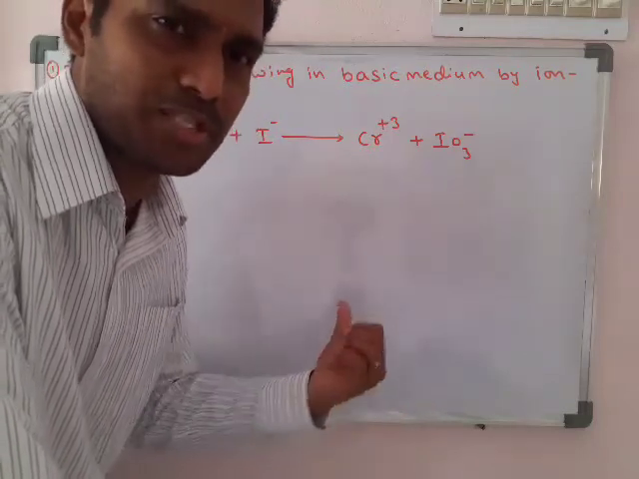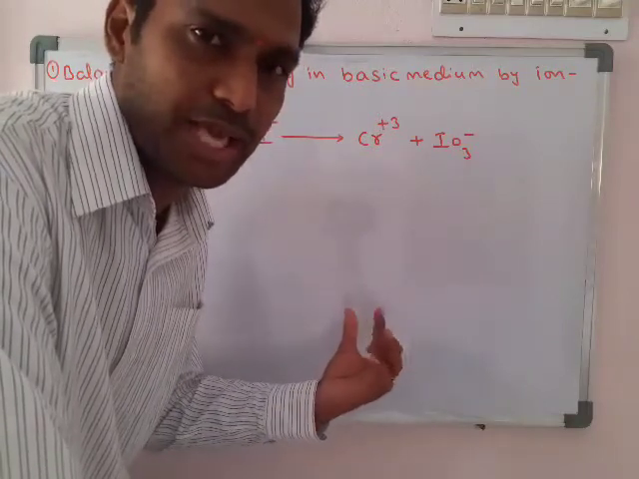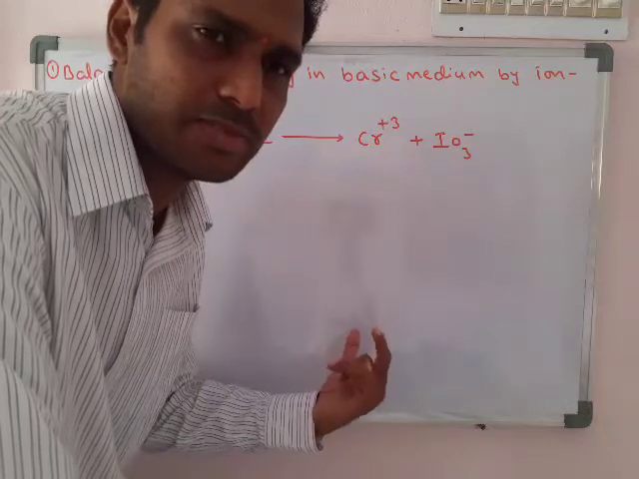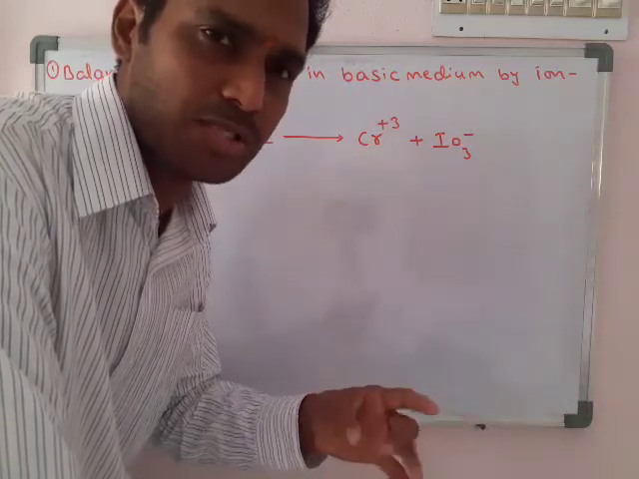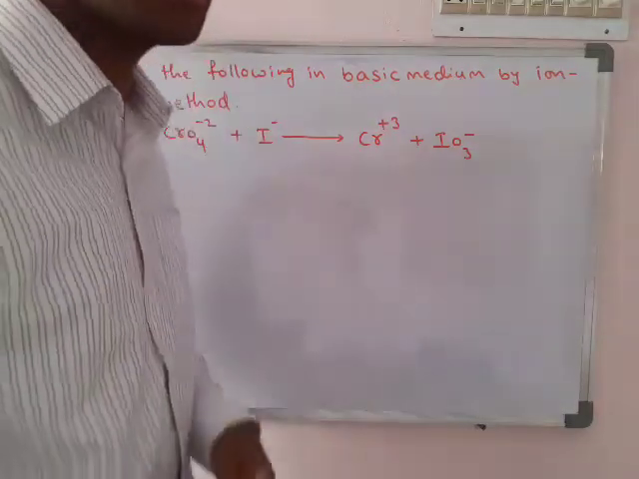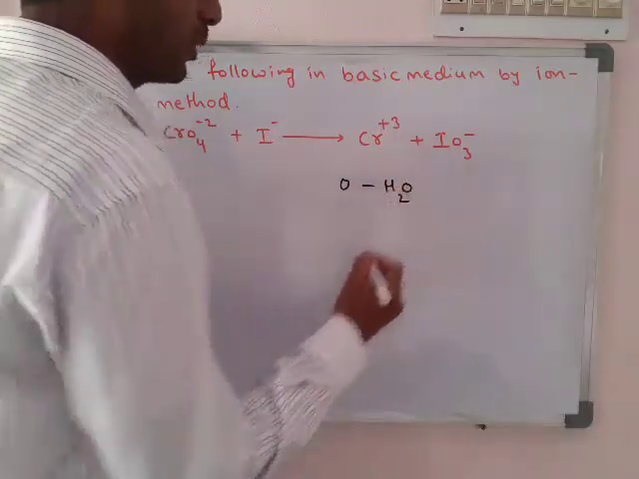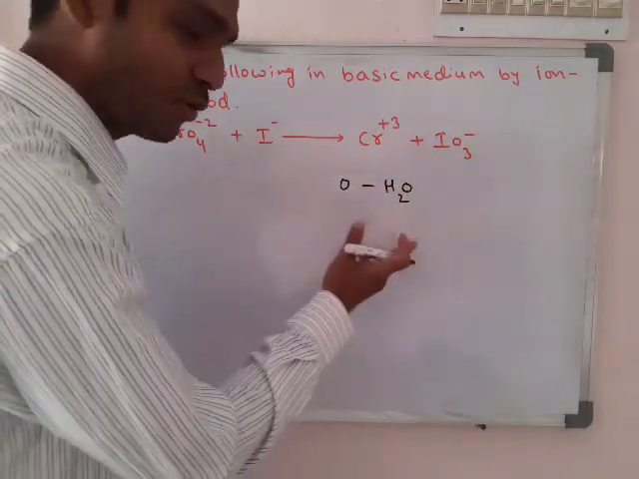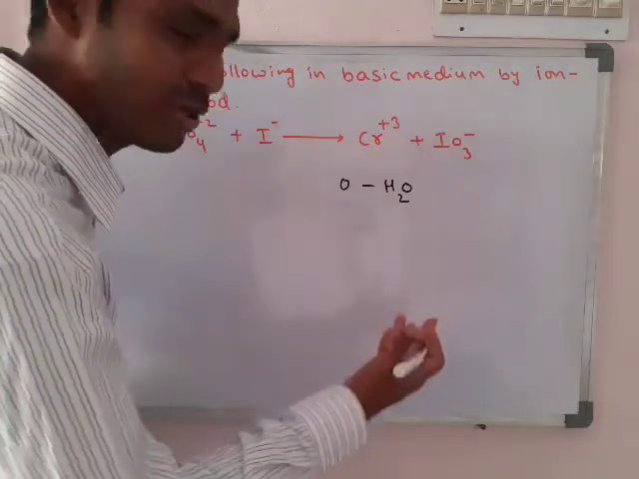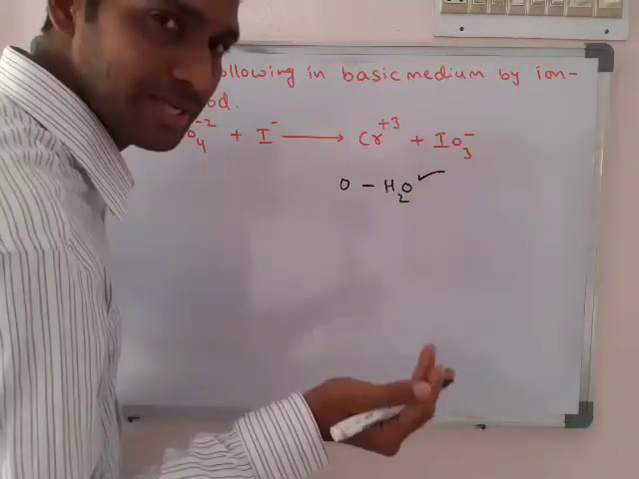The rules are the same: splitting the equation into two parts, the oxidation half reaction and the reduction half reaction, and balancing each individually. First, balance the elements other than hydrogen and oxygen. Next, balance the oxygens: add the required number of H2O molecules on the side where the oxygens are less. This is common in acidic medium and basic medium.